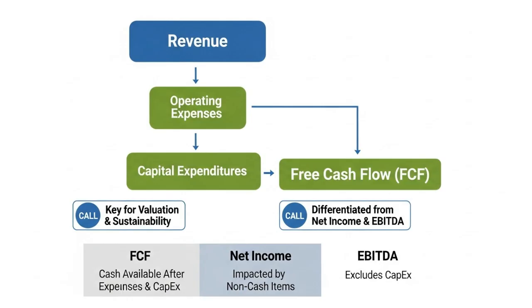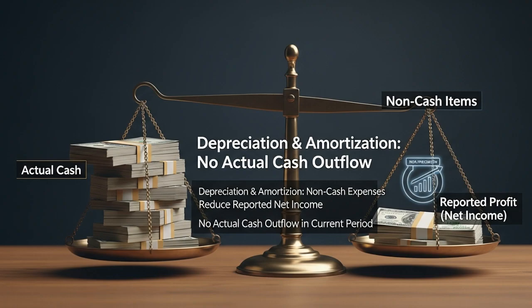It's distinctly different from net income, which can be influenced by non-cash accounting entries, and EBITDA, which excludes capital expenditures. FCF provides a much clearer picture of a company's ability to generate cash that is truly free for discretionary uses, making it an invaluable indicator for investors and stakeholders assessing long-term sustainability and potential for value creation.